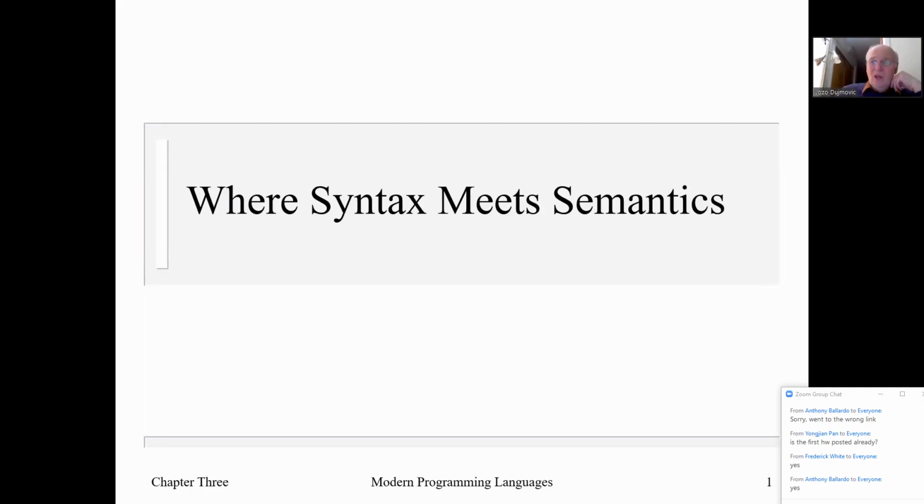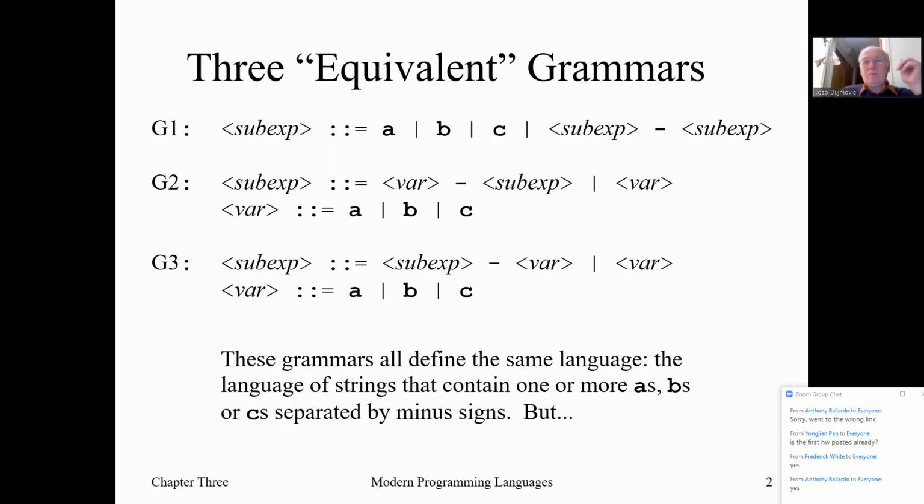This is chapter 3 from Weber's textbook, and you also have this posted on iLearn. You can either download all these slides from the textbook website, or you can take from iLearn this chapter that is called Where Syntax Meets Semantics. Weber starts by showing 3 equivalent grammars, G1, G2, and G3.